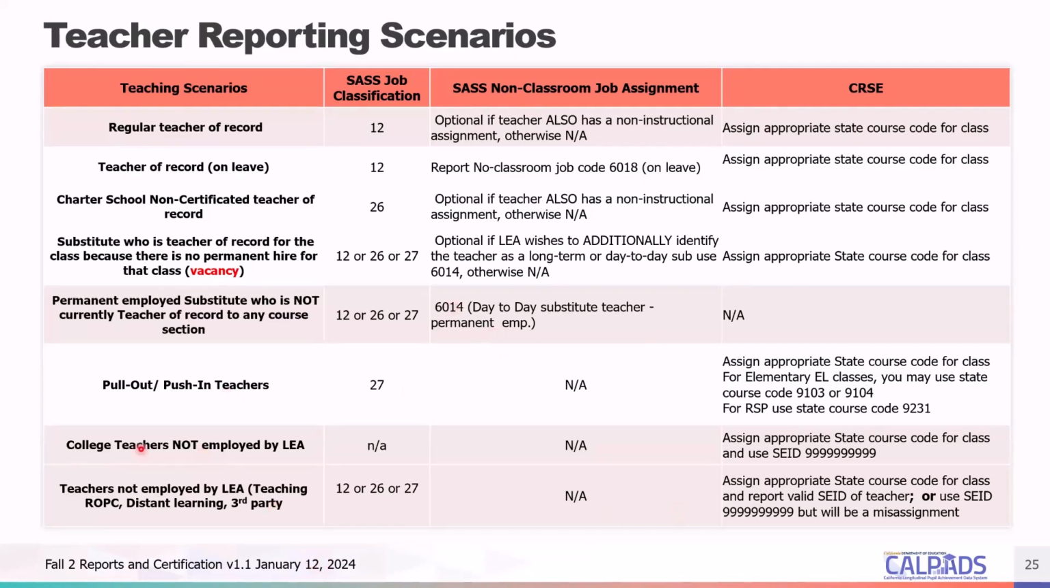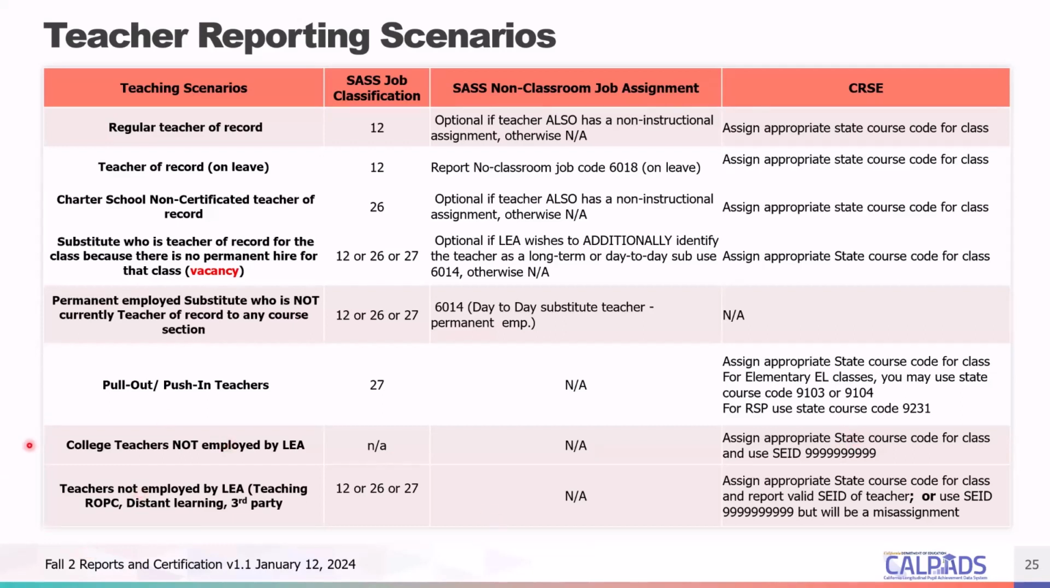And then you have your college teachers not employed by the LEA. Since you don't have their demographic info, for you to be able to tell us that a student is enrolled in a college course that was articulated or you had an MOU for, you have to assign a SEID 999 for that course instead.